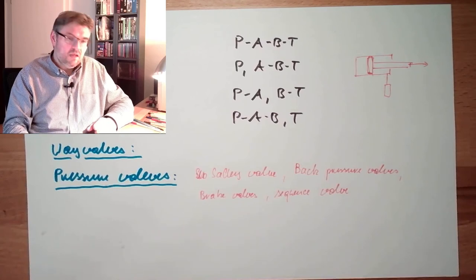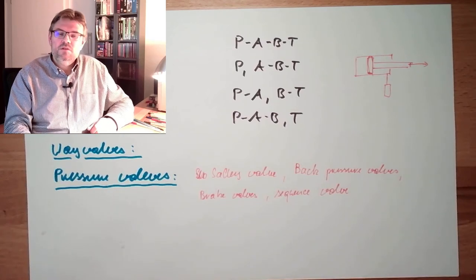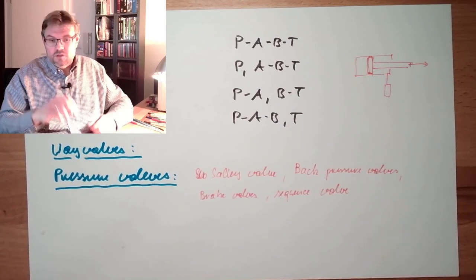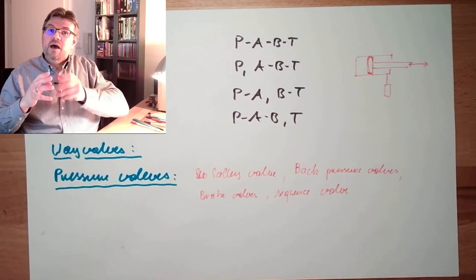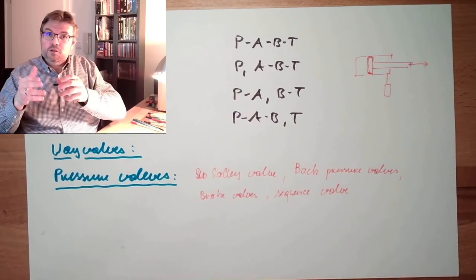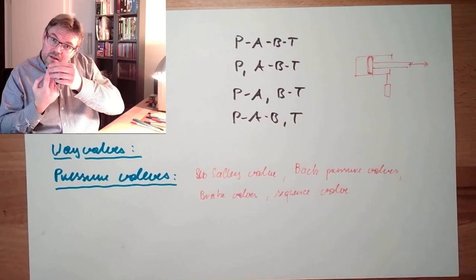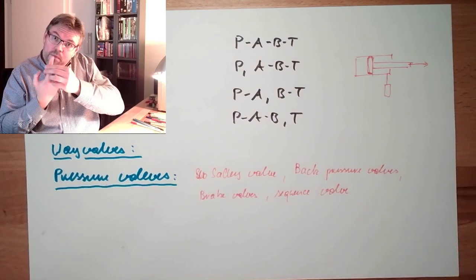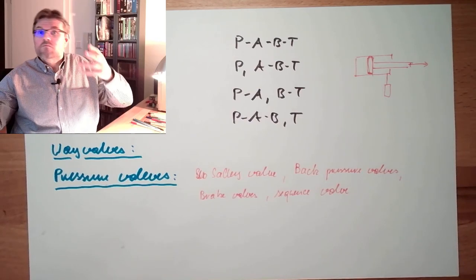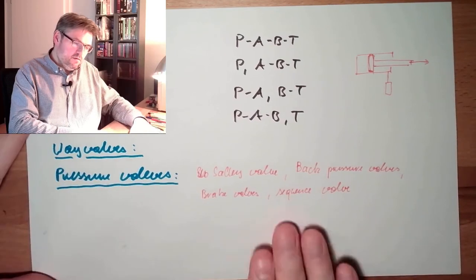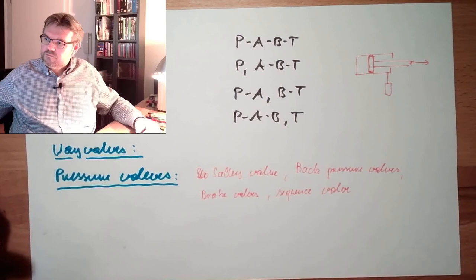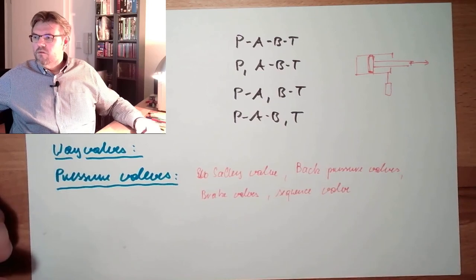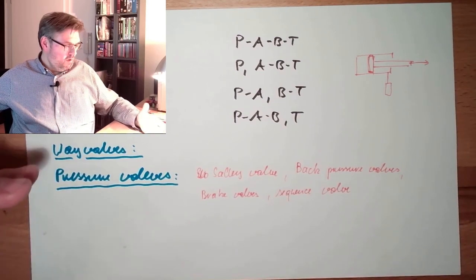This is, for instance, used in old automatic gearboxes. There is a pressure, and if the rotation speed of the shaft is high enough to produce enough oil pressure, then a little sphere opens, and this is then switching to the next gear. Sequence valve, pressure valve. That's it. Directional valves, pressure valves.